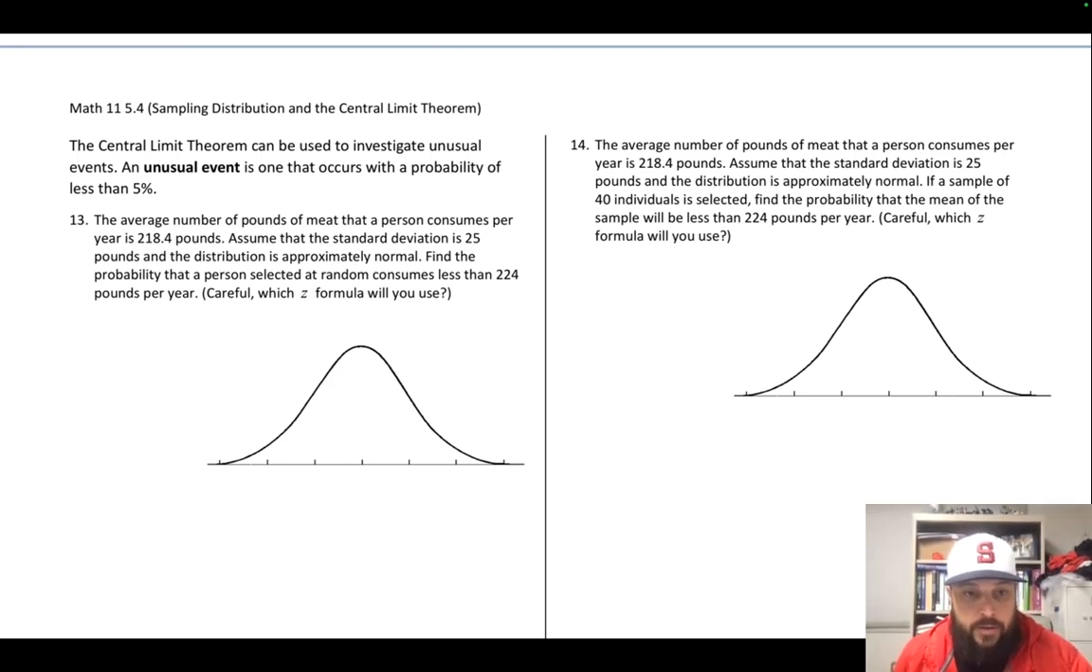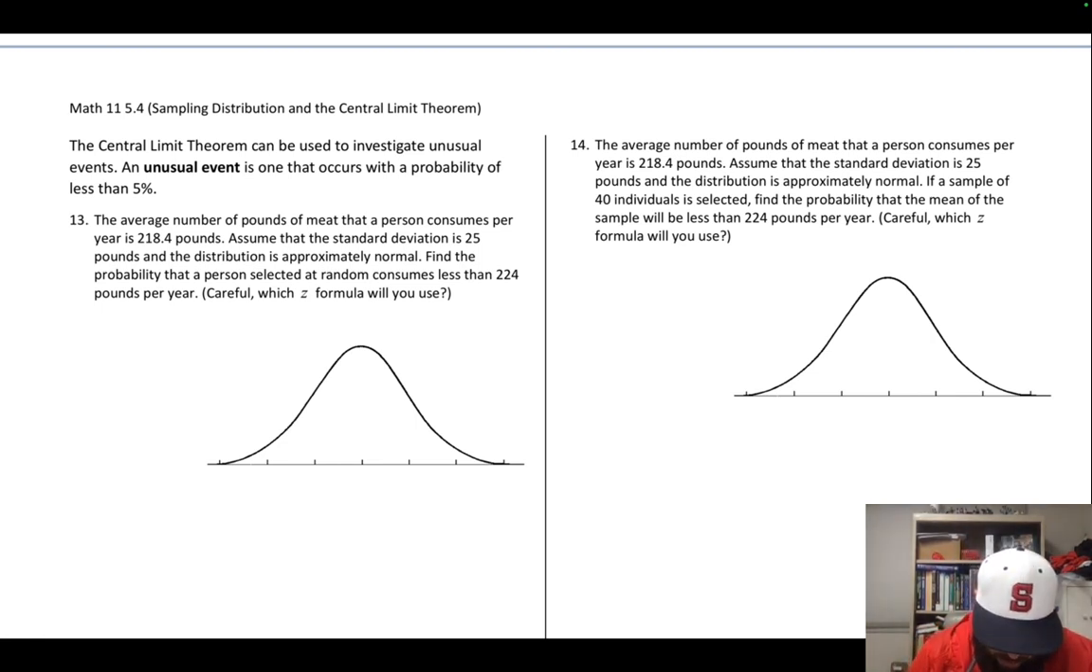So the average number of pounds of meat that a person consumes per year is 218.4 pounds. Assuming that the standard deviation is 25 pounds and the distribution is approximately normal, find the probability that a person selected at random consumes less than 224 pounds per year. Now be careful, which Z formula are you going to use? So what information are we given that helps us identify, are we going population or sample?